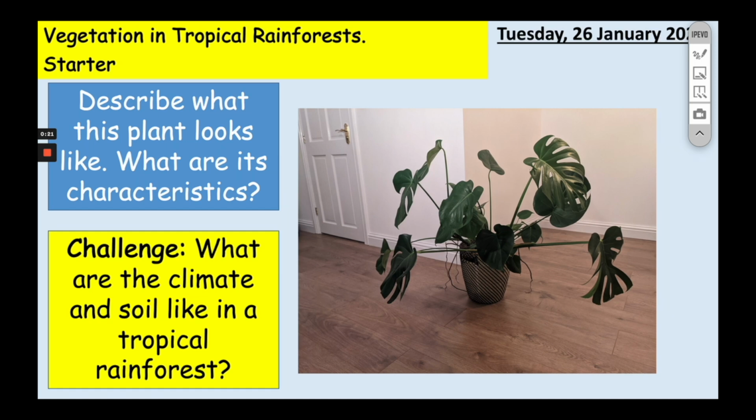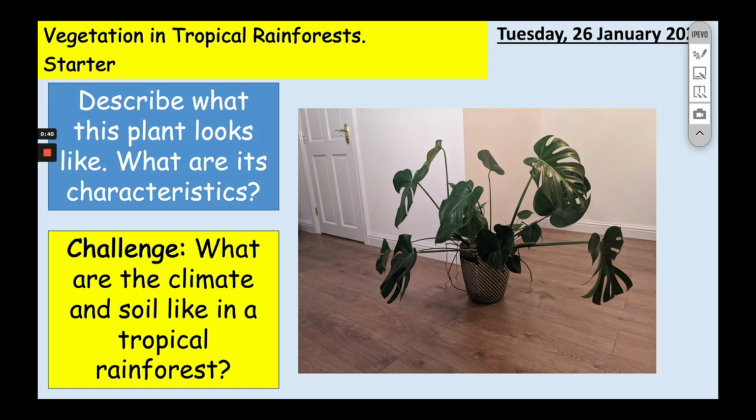So the first thing to do is to write down that the title for today's lesson is Vegetation in Tropical Rainforest. Don't worry if you don't know what that word vegetation means or you've not come across it before. It just means plants. So we are just looking at the plants in a tropical rainforest this lesson.